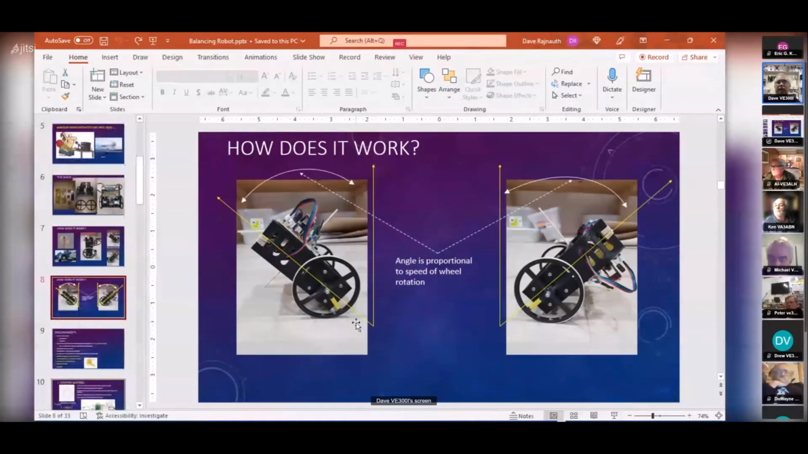The trick is to measure the angle at which the robot tilts, either forward or back. We'll call this the pitch axis. If the robot pitches back or pitches forward, you use the angle of the pitch to figure out how fast to turn the wheel. That's the rocket science behind this.